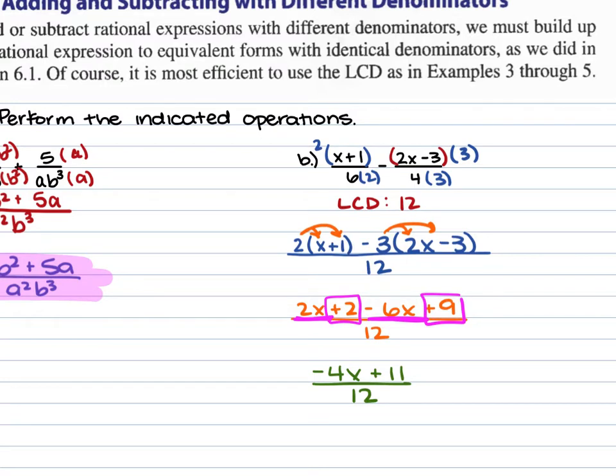You cannot simplify this any further. You can't factor the numerator. You cannot divide each of the terms in the numerator by 12, or the same factor of that goes into 12 as well. So that negative 4x plus 11 all over 12 is your solution here.